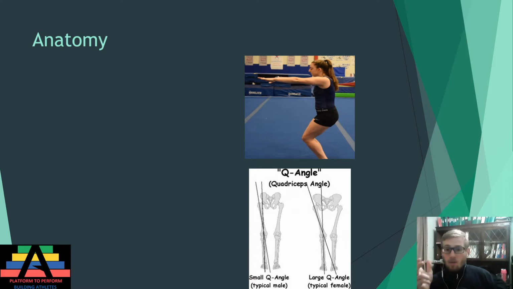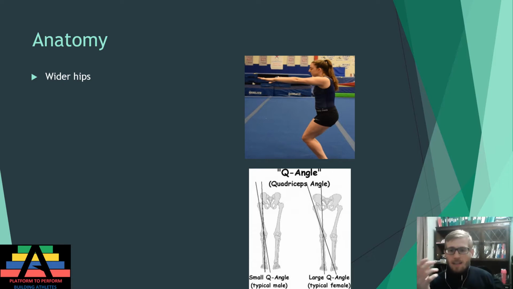Now, prior to puberty, youth male and youth female athletes are effectively the same thing. However, once puberty kicks in, and obviously the influx of hormones, girls' hips will start to widen as their body prepares for its childbearing capabilities. Now, the significance of this is that it increases something called the Q angle.